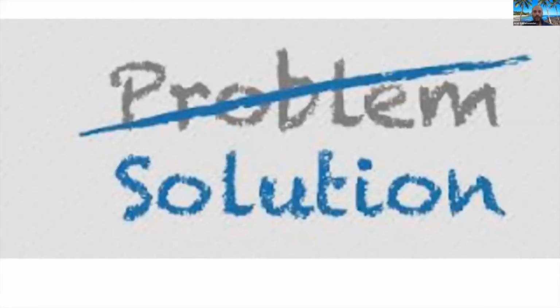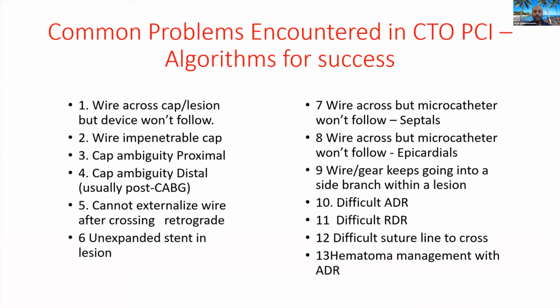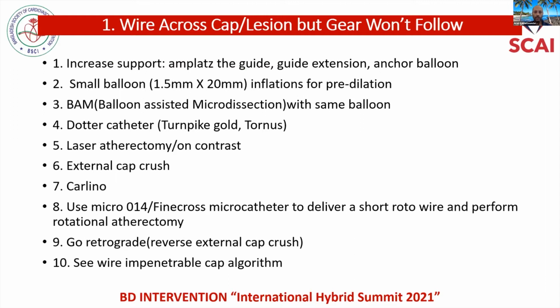CTO PCI, as we know, you can run into a lot of problems, and we're going to try and go over some solutions. I'm going to do this in a case-based approach. Tons of things can go wrong in a CTO, and we're not talking about complications. Just even doing the CTO per se, you could run into one roadblock or another. You can't penetrate the cap, you can't cross the collateral, the microcatheter won't go, you're trying to do ADR and you just can't do it. So problems abound. We'll look at a couple of solutions, and this was pretty much now published, so I would like to show how this would have practical application in a real world situation.